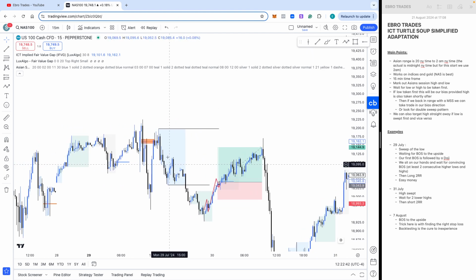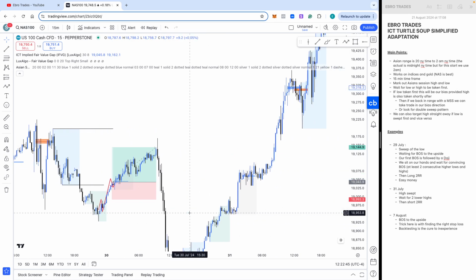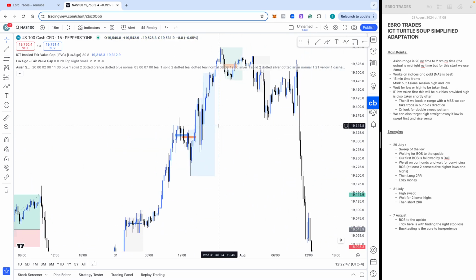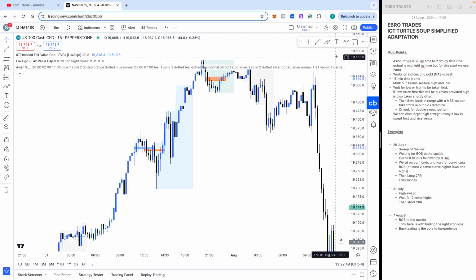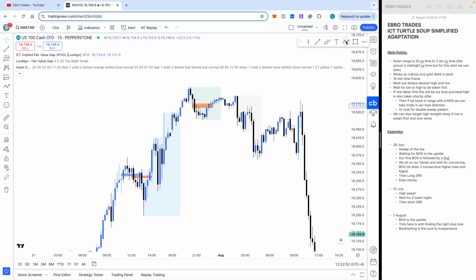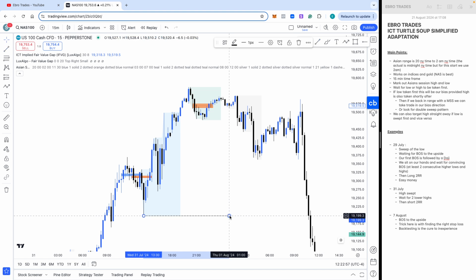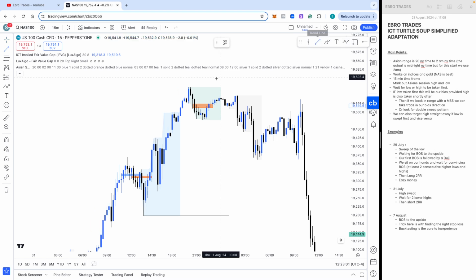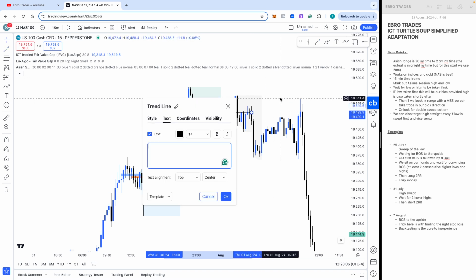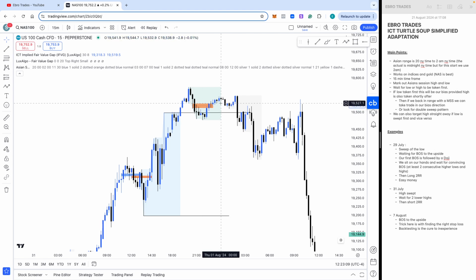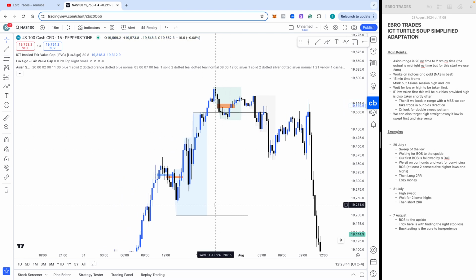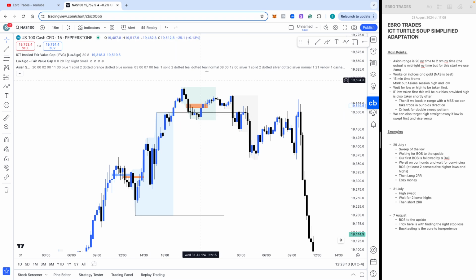So, that's the first example of my adaptation of Turtle Soup. Let's head over to my second example. So 31st of July, I've got my low here. I've got my high here. So this is my Asian session high, by the way. What am I waiting for? I'm waiting for the high or the low to get swept before taking a trade, aiming for the opposite liquidity. So what happens here? We sweep the high almost immediately.